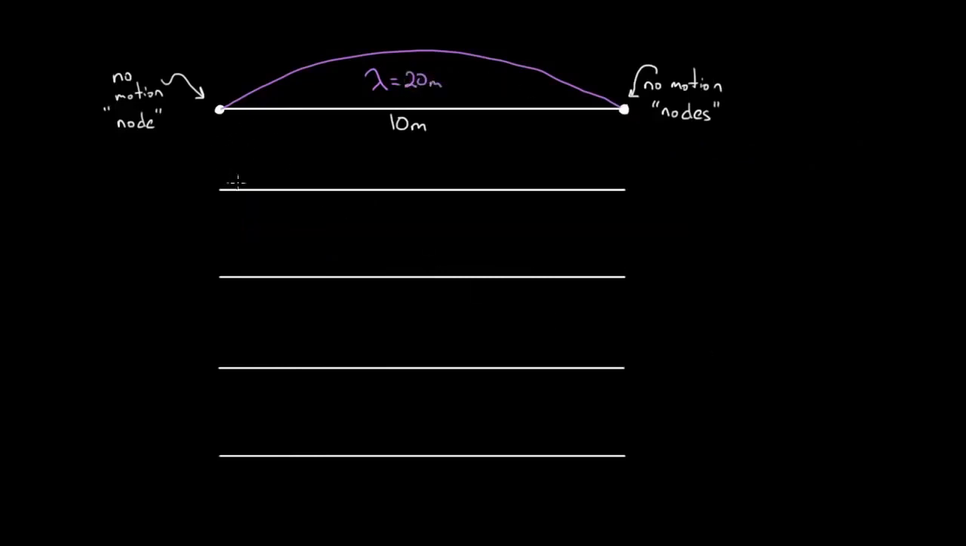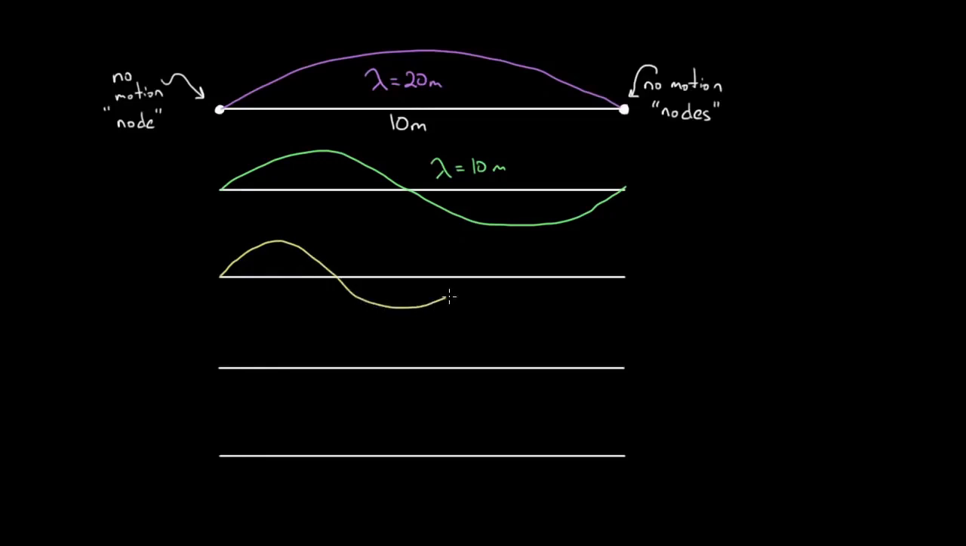What was the next wave? Remember, it looked like this. It had one node in the middle, whereas this first fundamental wavelength had no nodes in the middle. And again, if this string is 10 meters, what's this wavelength equal? Well, that's easy. This is one whole wavelength, so that would just be 10 meters, because one whole wavelength fits exactly within this string's length of 10 meters. And the third harmonic looks something like this.